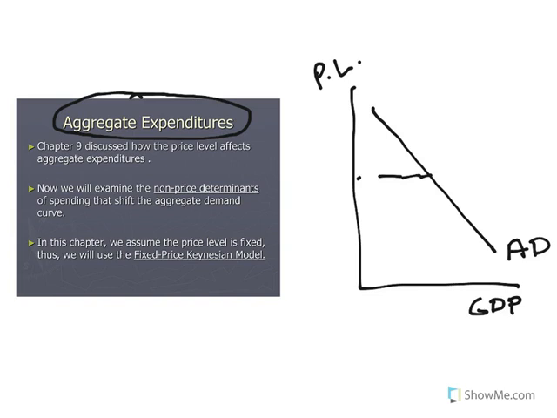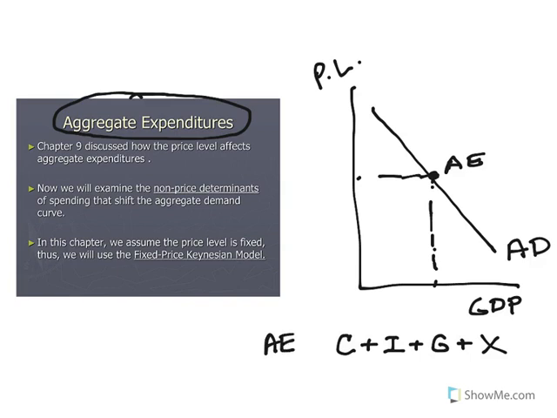In other words, if the price level was here, then this would be the level of aggregate expenditures that took place. Aggregate expenditures is the sum of the consumption spending, the investment spending, the government spending, and the value of our net exports. But we were taking into account those price level effects: when the wealth effect, interest rate effect, and international trade effect were changing, that's what was causing aggregate expenditures to change, because we would be moving up and down this aggregate demand curve. In this chapter, we're going to use what's called a fixed price Keynesian model, as opposed to dealing with price level changes.